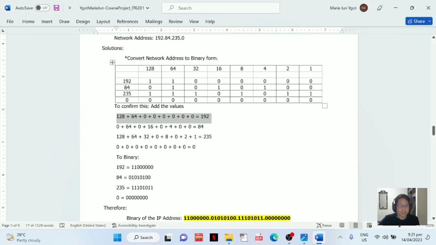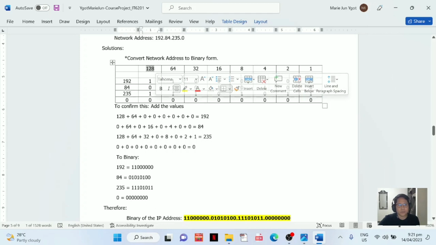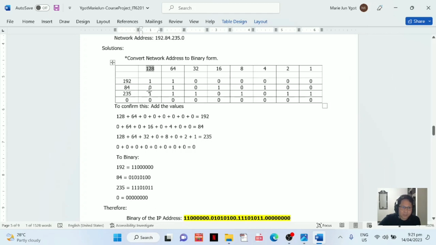So 128 plus 64 plus 0 plus 0 plus 0 plus 0 plus 0 is equal to 192. So what about the 84? Can we use 128 to add up to 84? No, because 128 is greater than 84. So it's a no, so we put 0 here. How about 64? Can we add 64 in order to get 84? Yes. So it's a yes, so we put 1 here.